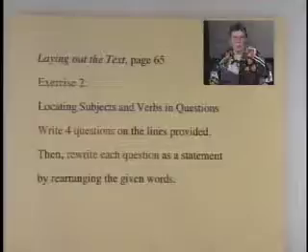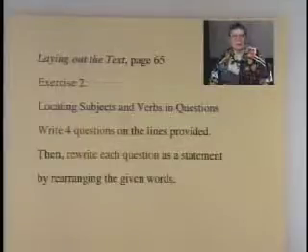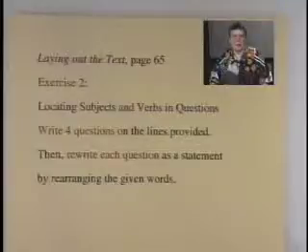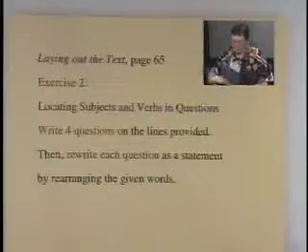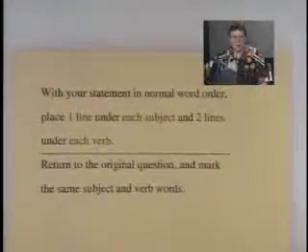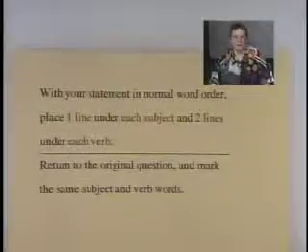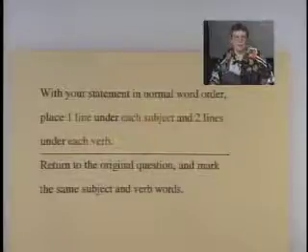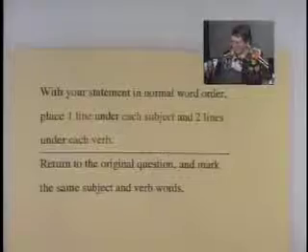I asked you to write 4 questions right off the top of your head on the lines provided without any analysis. And then when you got the 4th question written, you were to go back to question 1 and start rewriting each question as a statement by simply rearranging the given words. And once you had that rearranging accomplished with your statement in normal word order, you would then put 1 line under each subject, 2 lines under each verb, and track yourself back to the original question and mark the same subject and verb words that were in those questions.